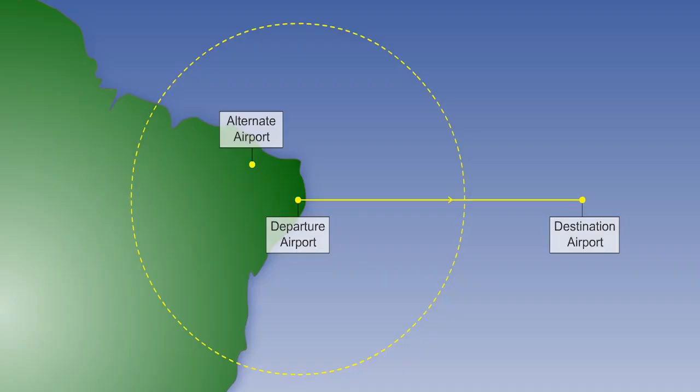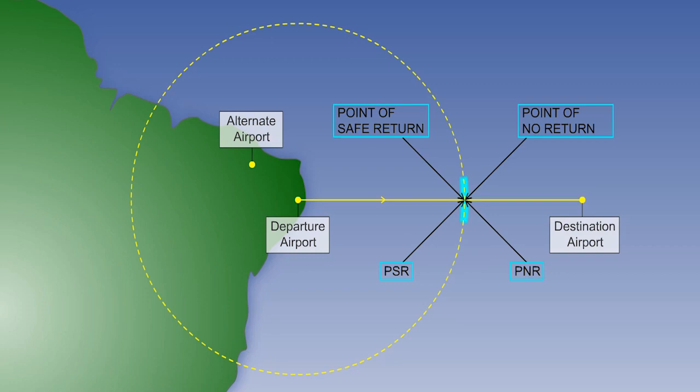Let's summarize this lesson. The maximum range that we can fly outbound and still return within our safe fuel reserves is called the point of safe return. It is dependent on fuel and is not affected by the distance between the departure and destination airports. It can be called point of safe return, point of no return, PSR or PNR.